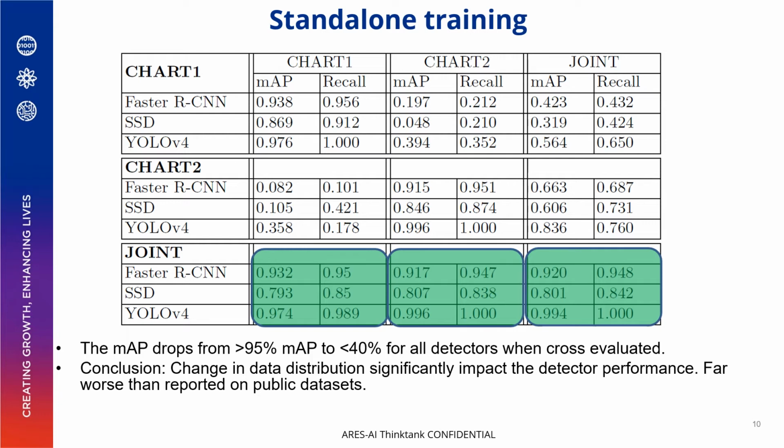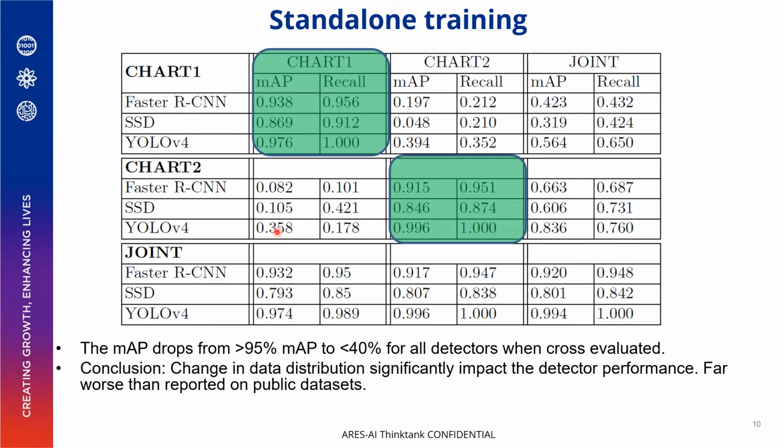Now if you look at the numerical results for joint training, as you can see, for Faster RCNN, SSD, and YOLO, the results are pretty good. We see really good results across chart1, chart2, and the joint dataset. As we saw in the images before, when the model is trained on chart1 and evaluated on chart1, the results are pretty good, with mAPs of 98%, 94%, and so on. Same for chart2. When we train on chart2 and evaluate on chart2, the results are pretty good as well.